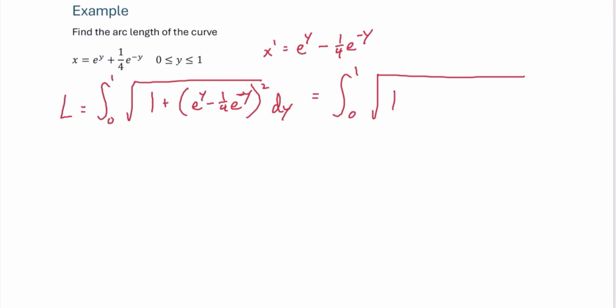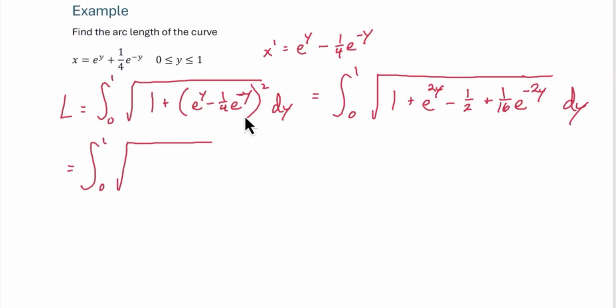We'll simplify a little bit under the radical. We have 1 plus, now we'll square that binomial. E to the y squared is e to the 2y. Then double the product of these two. That will give us negative 1/2. And then we square the last term, that will give us plus 1/16 e to the negative 2y. And dy is still there.